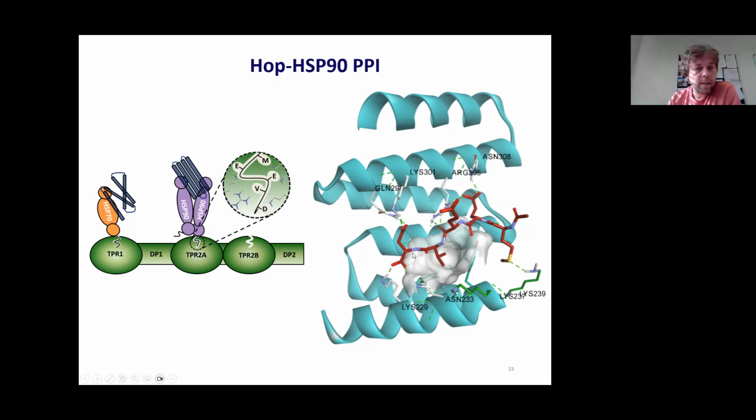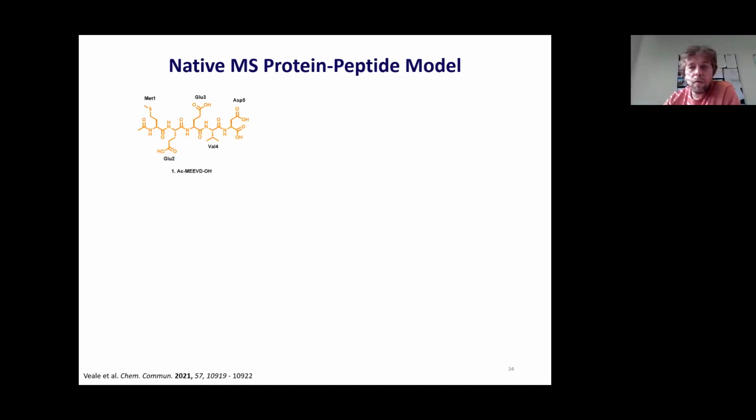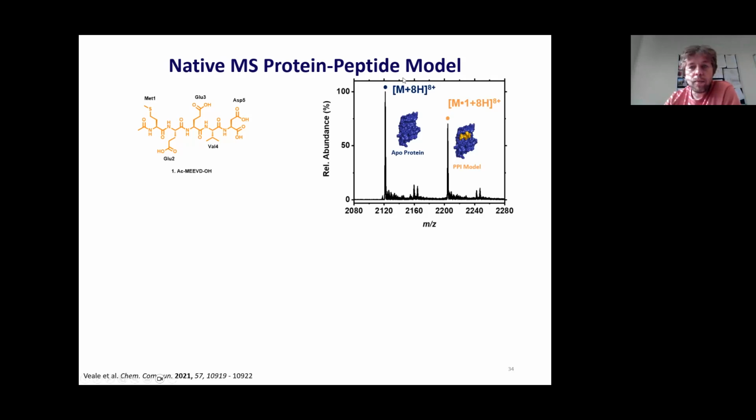So we synthesized an acetylated MEEVD analog, we expressed TPR2A, and we subjected them to native MS. So this is just the isolation of the 8 plus charge state, and what we can see is apoprotein beautifully, and MEEVD bound at about a 75% ratio. And these were incubated at a 1:1 molar ratio. It's about 75%. So we considered this our protein-protein interaction model, just like the crystallography or NMR data would.